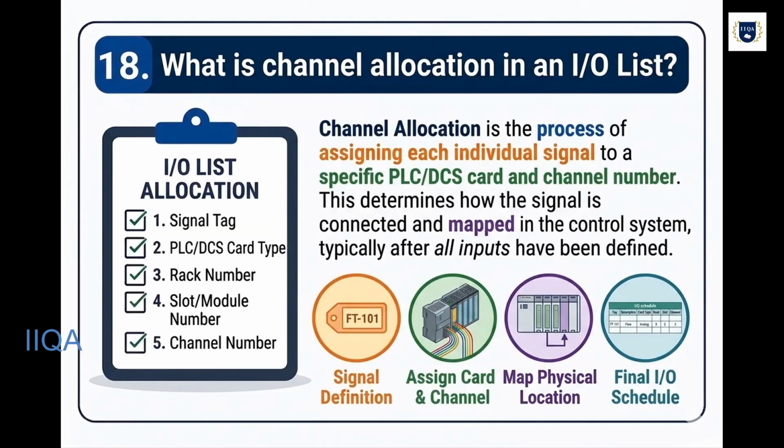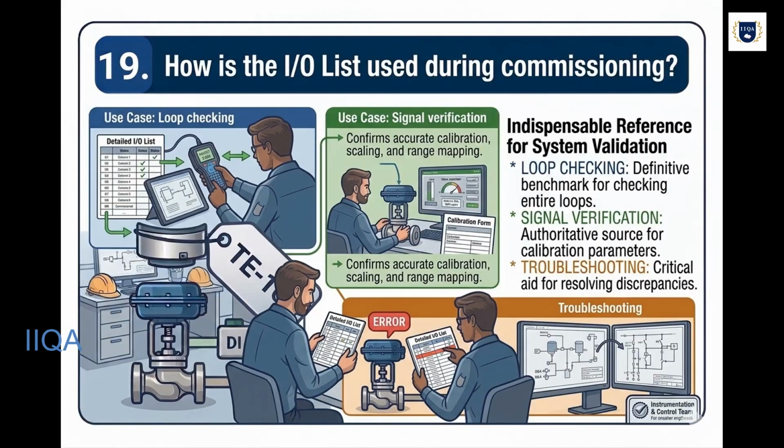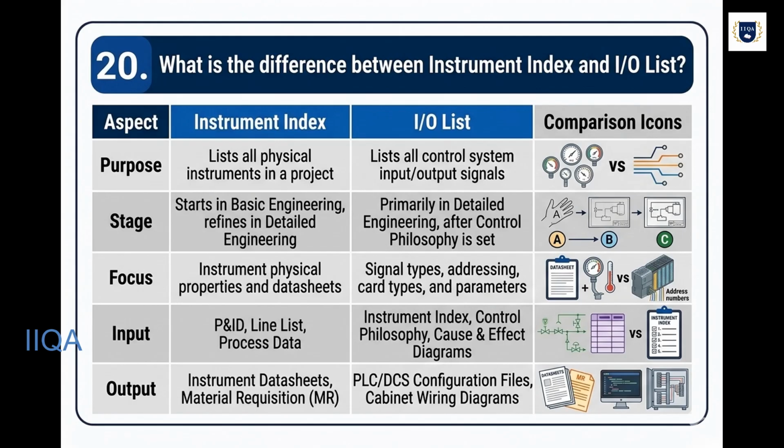What is channel allocation in an I/O list? Assigning each signal to a specific PLC DCS card and channel number. How is the I/O list used during commissioning? Used for loop checking, signal verification, troubleshooting. What is the difference between instrument index and I/O list? This is a key distinction that can confuse people, so we've summarized it in a clear comparison table.